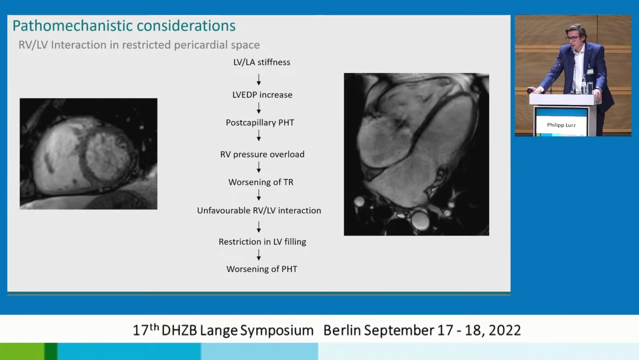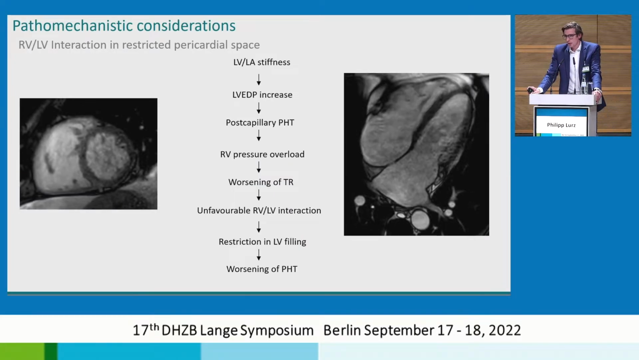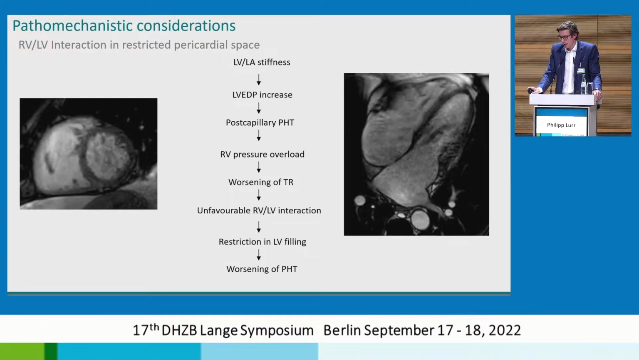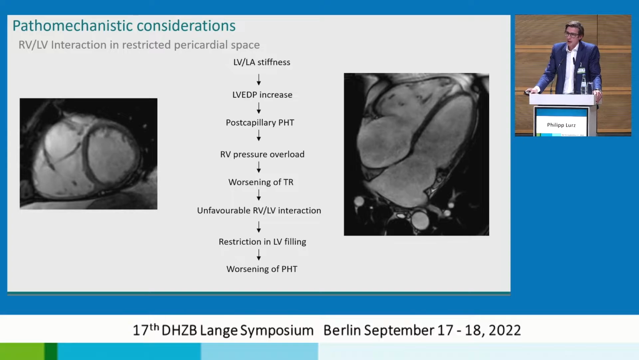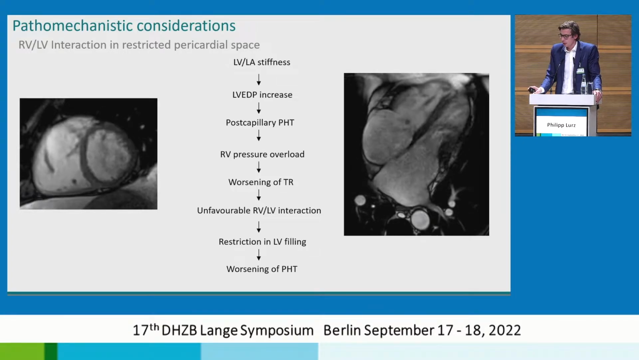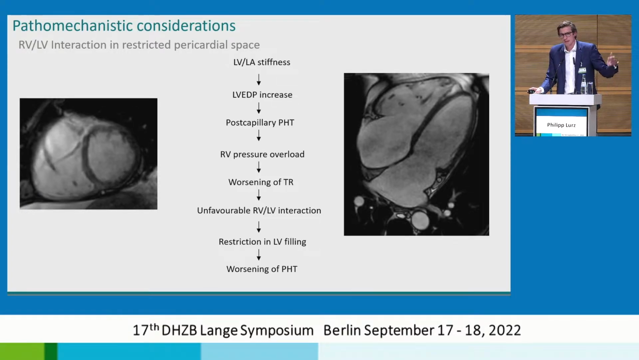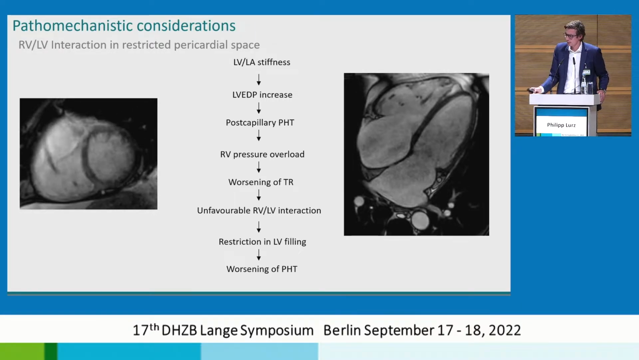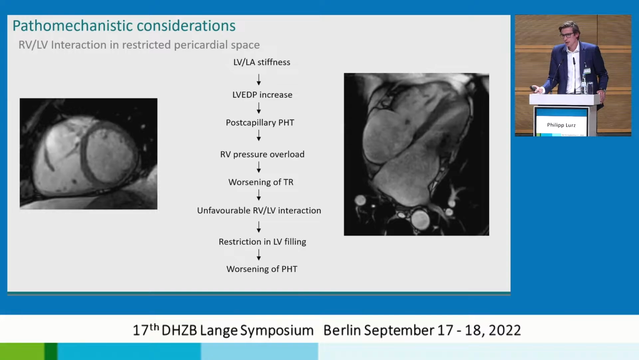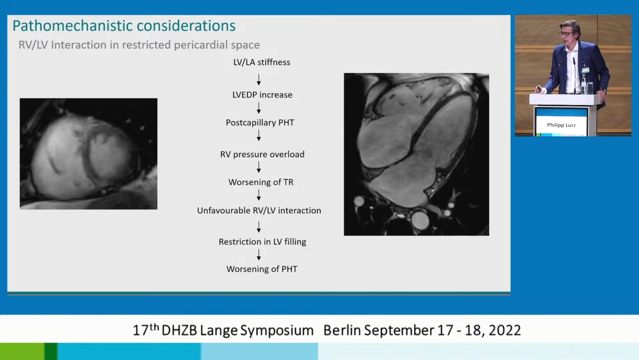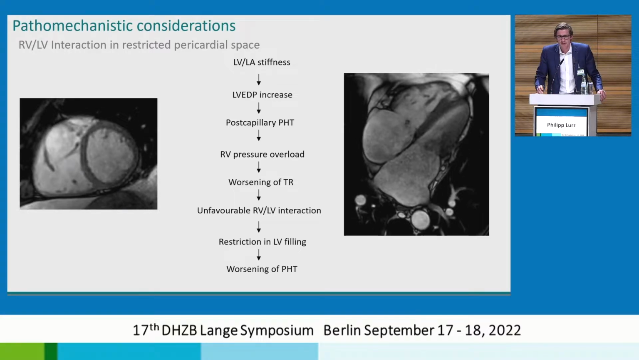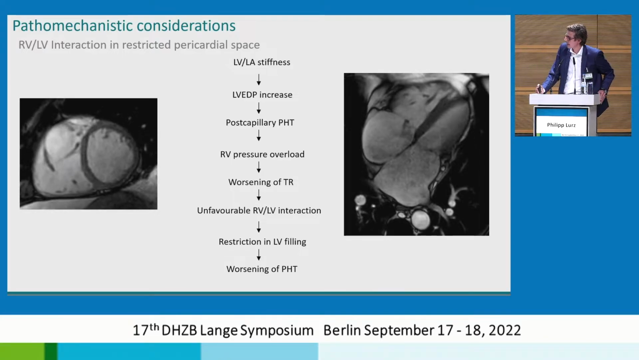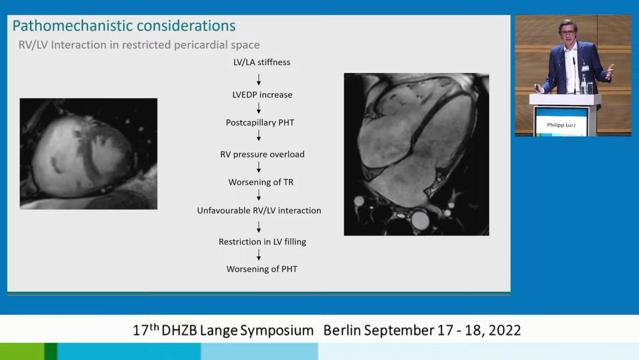Now, what's the combination of postcapillary pulmonary hypertension and tricuspid regurgitation? Diastolic dysfunction is caused in the elderly because of increased stiffness of the left ventricle, of the left atrium. It increases the filling pressures, postcapillary pressures, RV pressures. That causes the RV to dilate. We have TR. And then we have another phenomenon kicking in. And this is shown on MR on the left side. And this is a quite unfavorable ventricular interaction.